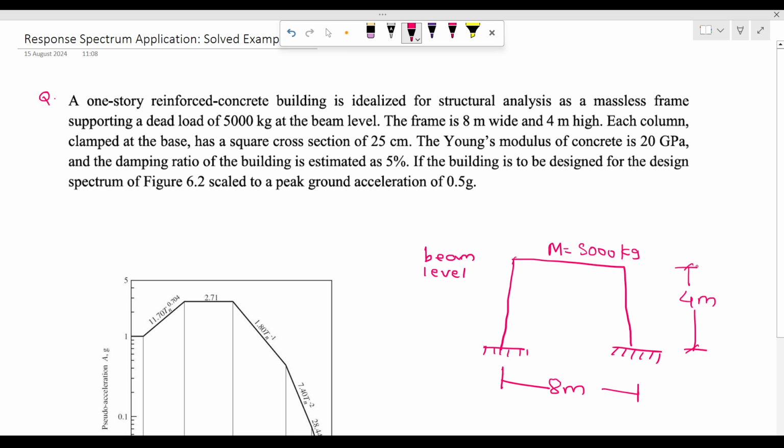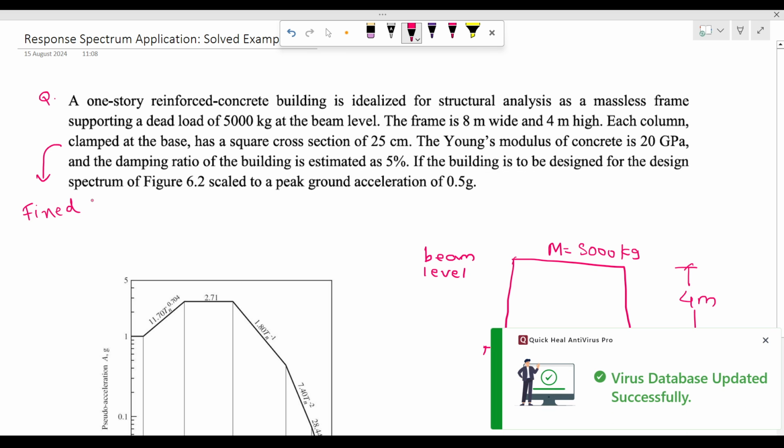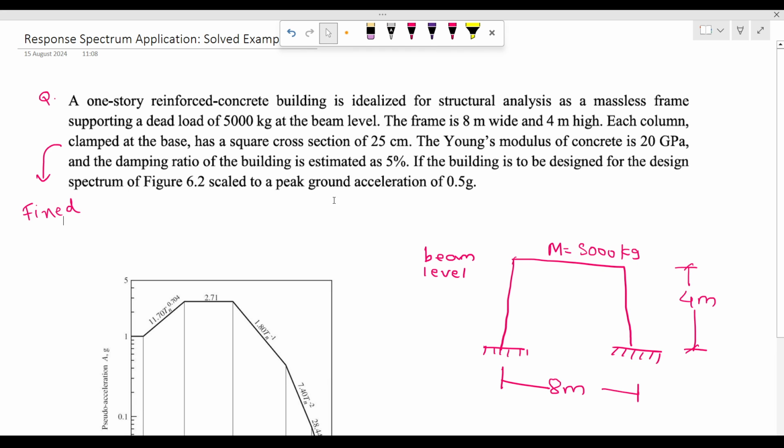Each column clamped at the base. Here the meaning of clamped is fixed. Has a square cross section of 25 centimeter. That means this column is a square column having 25 centimeter cross section. The Young's modulus of the concrete is given 20 GPa and the damping ratio of the building is estimated as 5%.